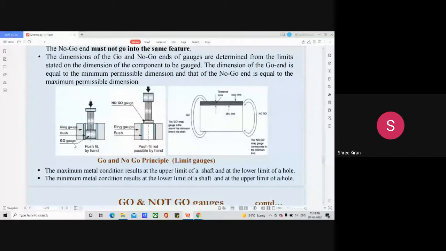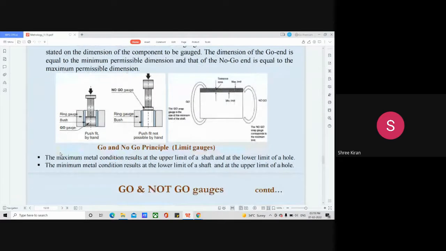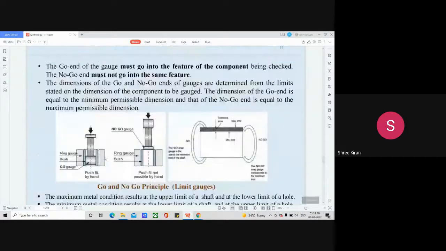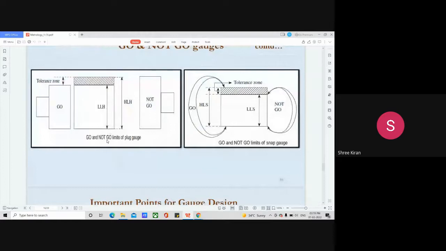So in the case of the go and no go principle, the various limit gauges are available where the maximum metal condition results at the upper limit of a shaft and at the lower limit of a hole, and the minimum metal condition results at the lower limit of a shaft and at the upper limit of a hole. That's what happens. Then see, this is a figure of the go and no go gauges. So this is the go and no go limits of a plug gauge, where we have shown the tolerance zone and everything.